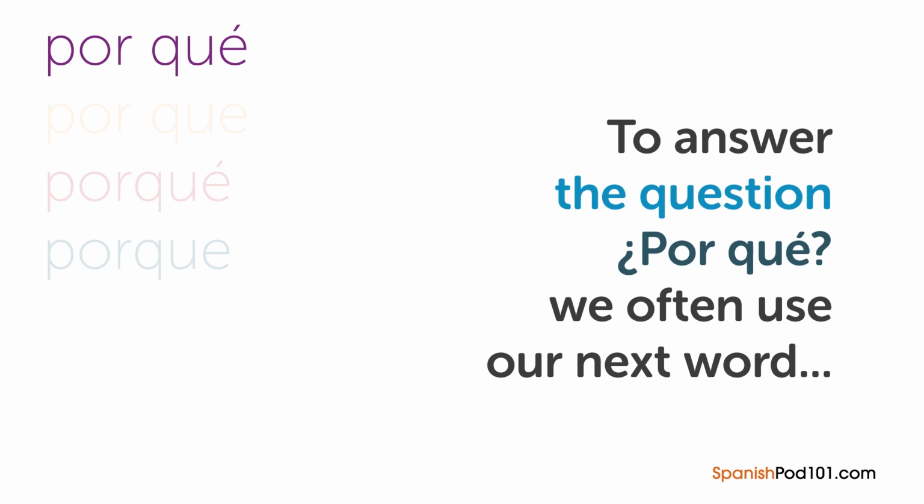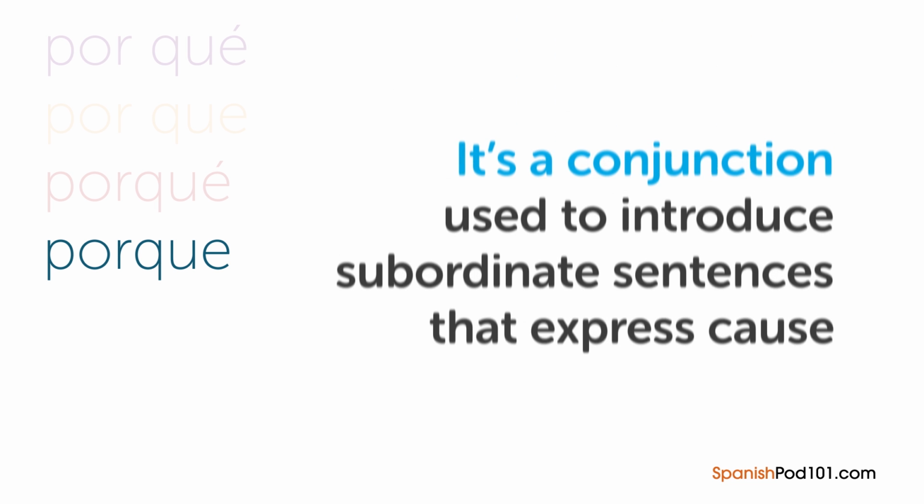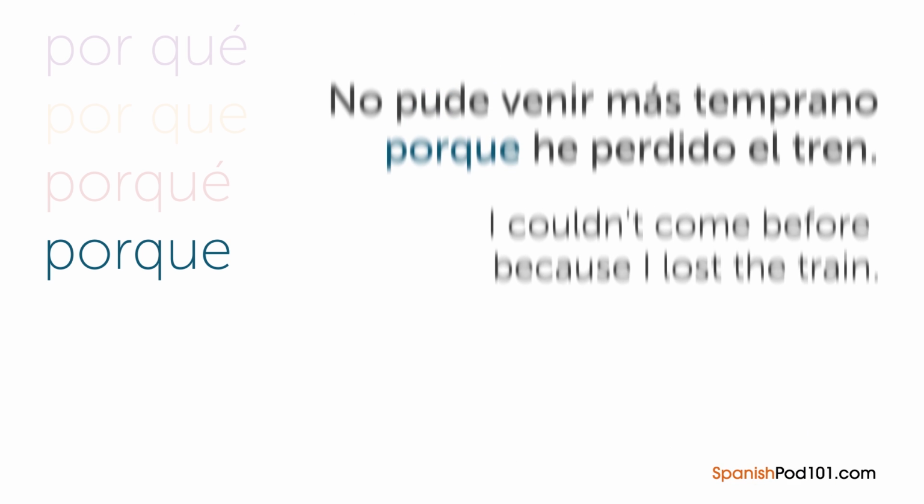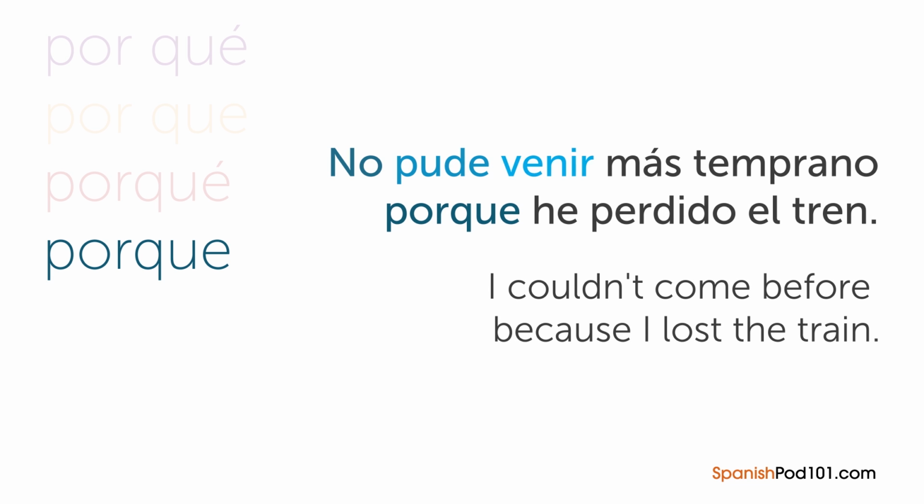To answer the question, ¿por qué?, we often use our next word, porque. All one word and no accent over the E. It's a conjunction used to introduce subordinate sentences that express cause. For example, no pude venir más temprano porque he perdido el tren, meaning I couldn't come before because I lost the train. In this case, porque functions as because.